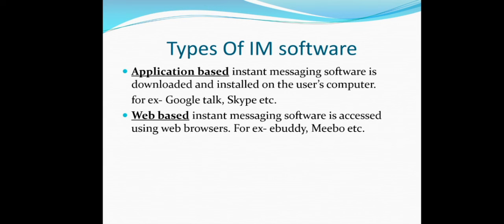Now, what are the types of IM software? There are basically two types of IM software. First one is application based and second one is web based. As the name suggests, application based means which is used as an app. Instant messaging software is downloaded and installed on the user's computer. Application based IM software is downloaded with the help of a browser, or if we talk about a mobile phone, then we can download it from the Play Store and install it on the user's device. For example, Google Talk, Skype, etc. You can use it after downloading.